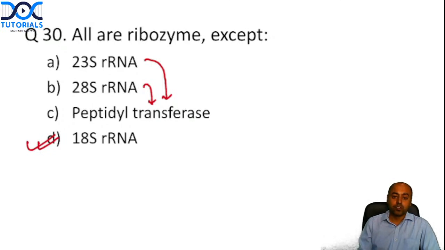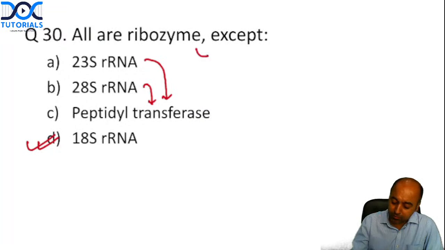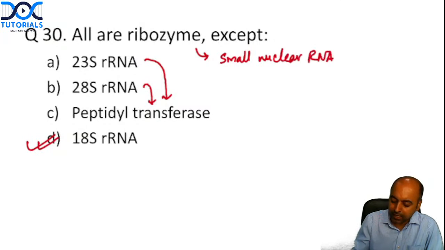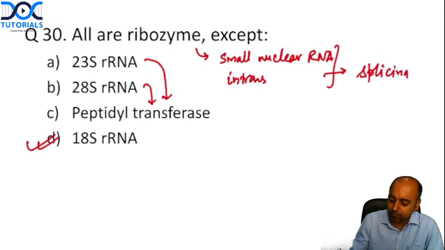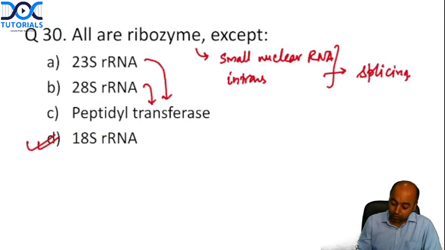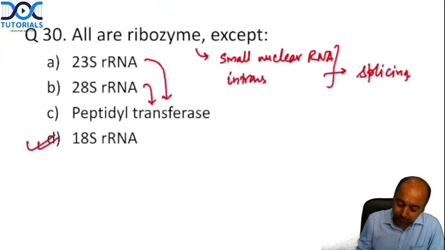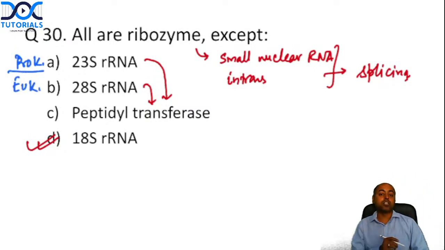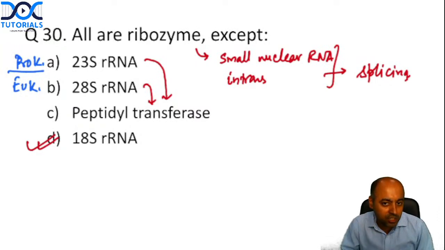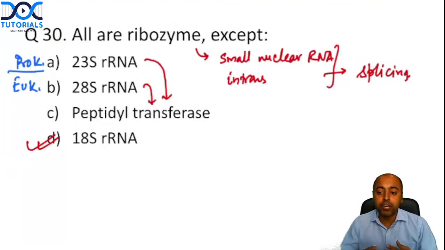Other ribozymes include the small nuclear RNA as well as introns. Both of them are involved in splicing. Also remember, the 23S ribosomal RNA is present in the prokaryotes. The 28S ribosomal RNA is present in the eukaryotes. Both of them have the same function. They are acting as the peptidyl transferase.